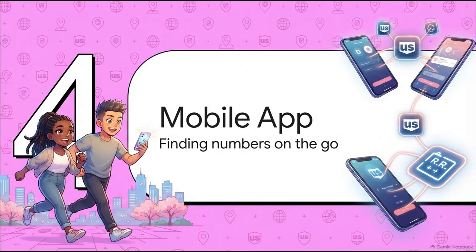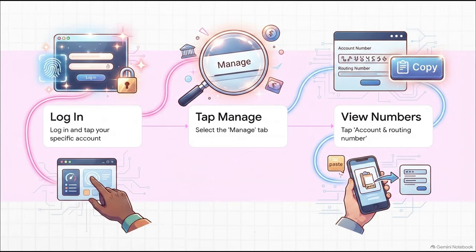But what if you're on the go? That brings us to Section 4, the US Bank mobile app. Using the US Bank mobile app makes this just as easy, if not easier. First, log in using your password or biometrics and tap the specific account right from your dashboard.